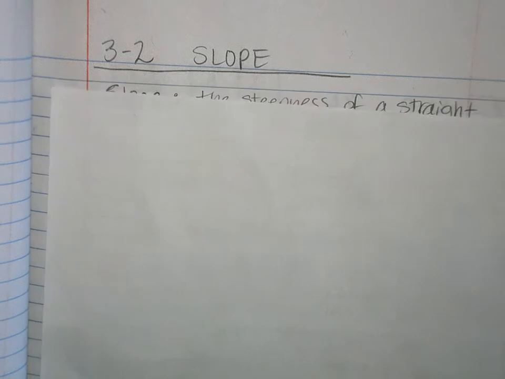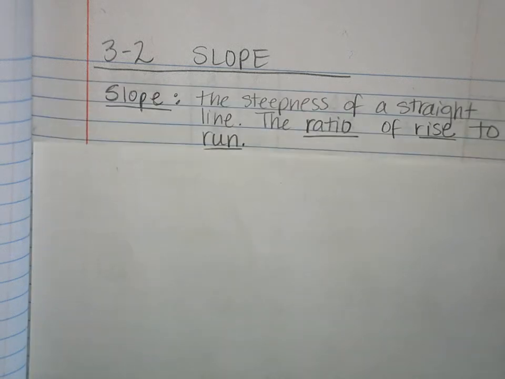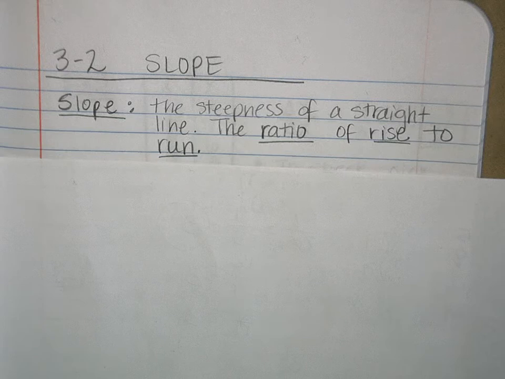So the slope is the steepness of a straight line. It's the ratio of rise to run. You guys have heard rise over run, I think, before? Yes. Yep. It's coming back around.